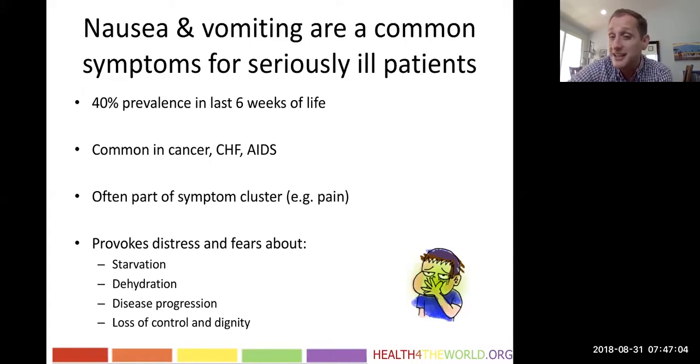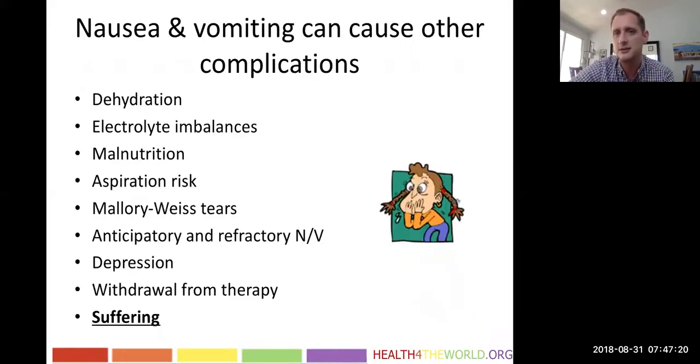And it absolutely can cause other forms of suffering and distress, like patients' worries about, will they be able to get enough food? Will they get dehydrated? What does this mean for their disease? And also there's a lot of fear of loss of control and dignity that comes with nausea and vomiting. So this is something that causes a lot of suffering in our patients. Also, very medically speaking, it can have a lot of complications that we have to keep in mind, like electrolyte imbalances, malnutrition, aspiration risks, and some of these other things that you can see here. And then ultimately the refractory suffering that can be left over can be immense.